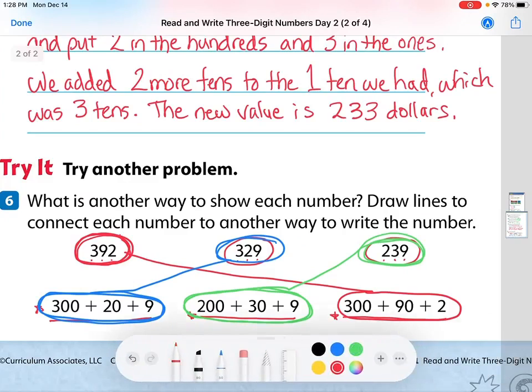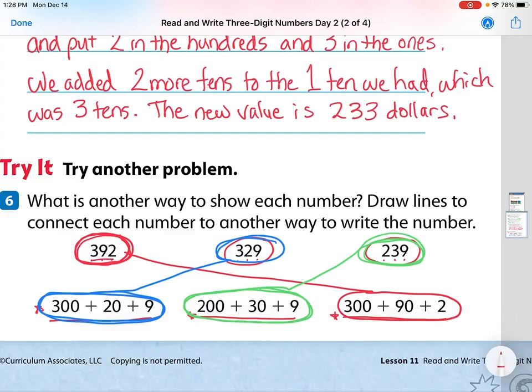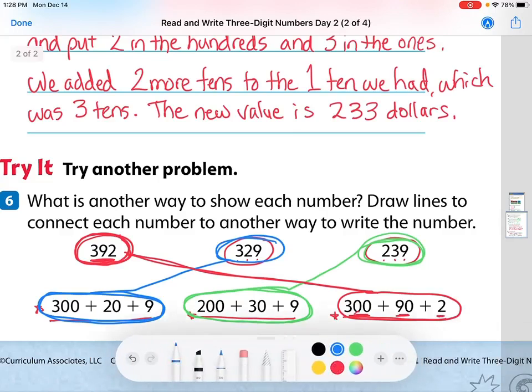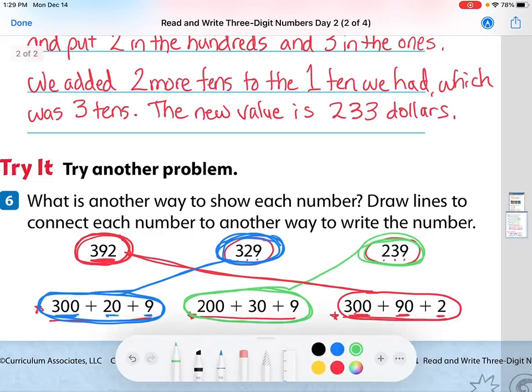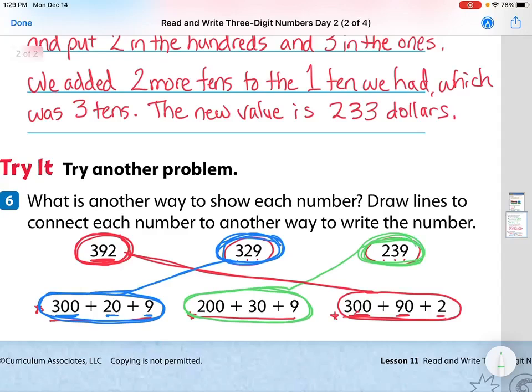We're going to look at this first one, which I put in red. 392 can be written in its expanded form 300 plus 90 plus 2. So I hope you got that one. And now the one in blue, 329 can be matched to the expanded form 300 plus 20 plus 9. And then finally, the last one was 239 is matched to its expanded form 200 plus 30 plus 9.